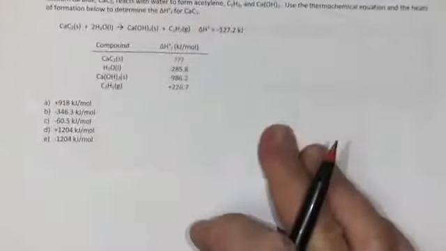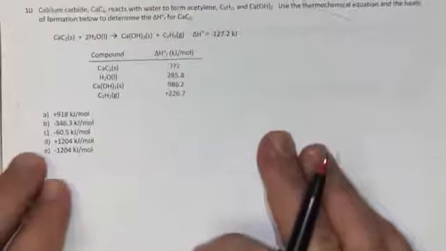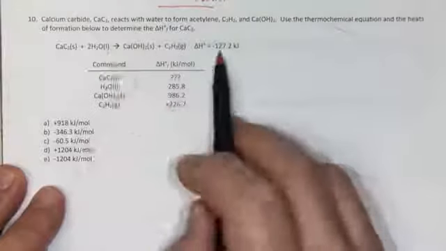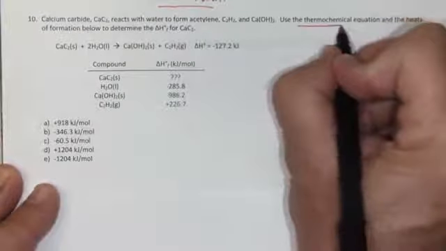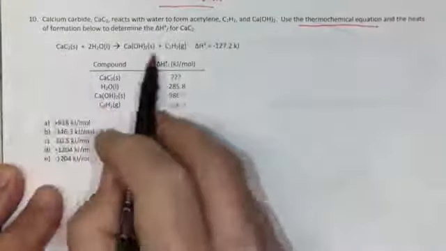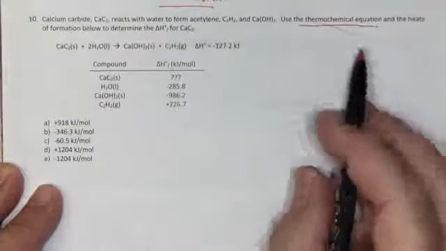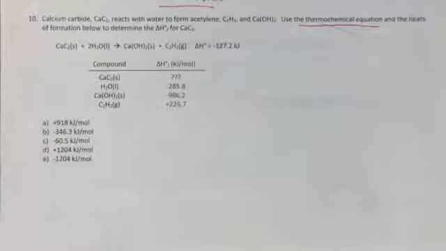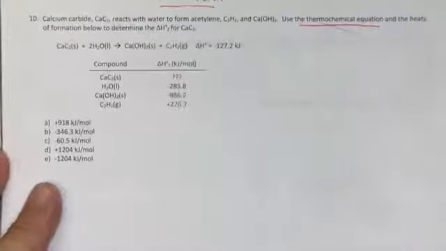Question number 10 says that calcium carbide reacts with water to form acetylene. So this is the balanced equation, this is the delta H. So this is a thermochemical equation. What is a thermochemical equation? It's a balanced equation that has the delta H to the side. And this says, what is delta H sub F for CaC2? Okay, well, in this case, we are looking for this particular reaction. We're going to do Hess's law.